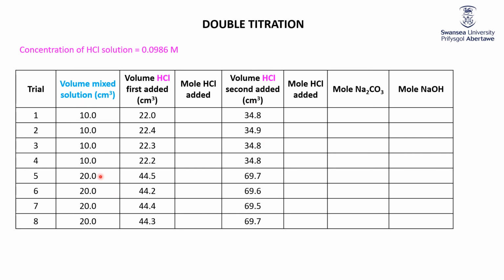And then I doubled up and took 20 cubic centimeters of my mixed solution, and of course you can see, as you would expect, it's going to take about twice as much of the acid to get to the various equivalence points, first of all the phenolphthalein color change, then the methyl orange color change, because I've doubled the volume.